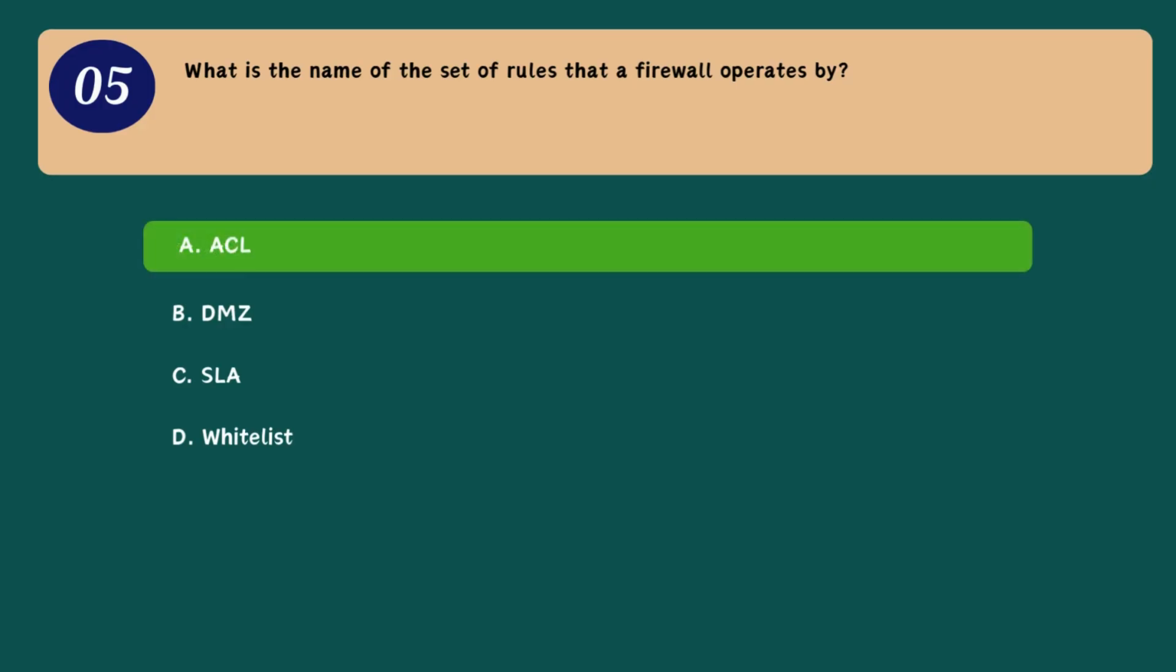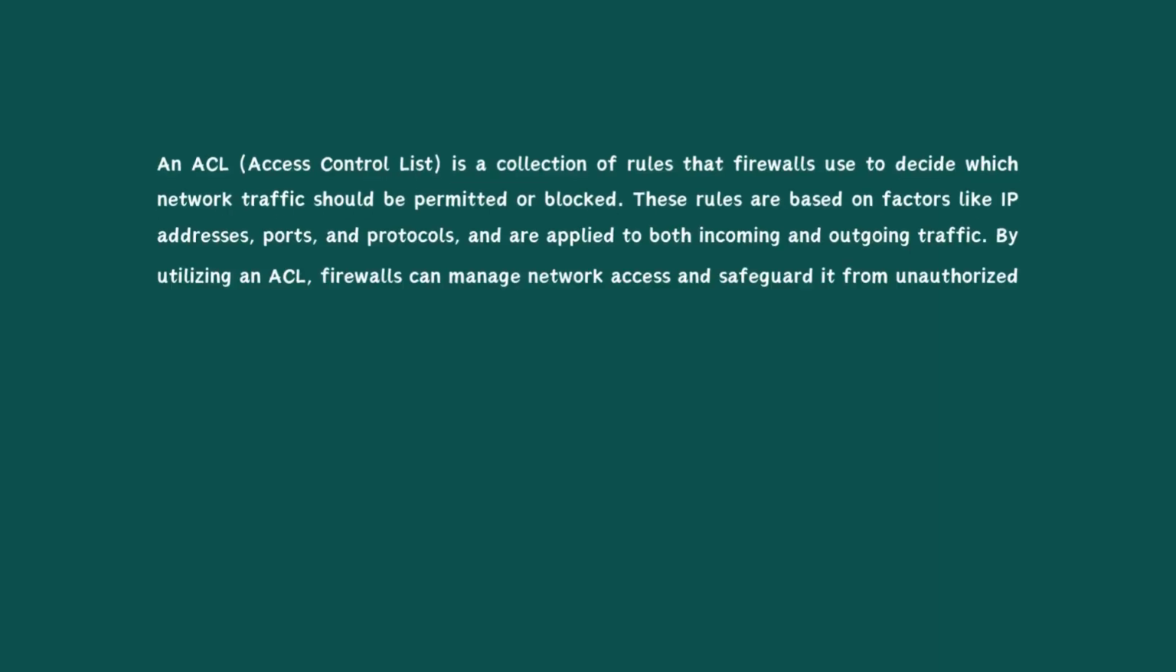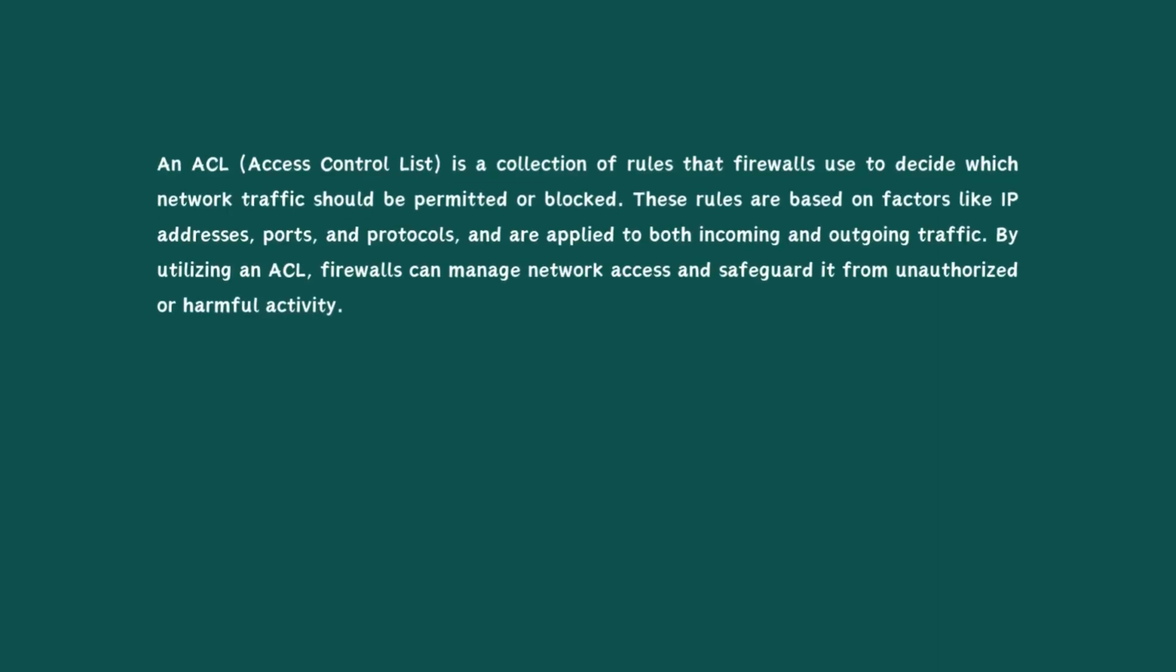Correct answer: A. ACL. An ACL, Access Control List, is a collection of rules that firewalls use to decide which network traffic should be permitted or blocked. These rules are based on factors like IP addresses, ports, and protocols, and are applied to both incoming and outgoing traffic. By utilizing an ACL, firewalls can manage network access and safeguard it from unauthorized or harmful activity.